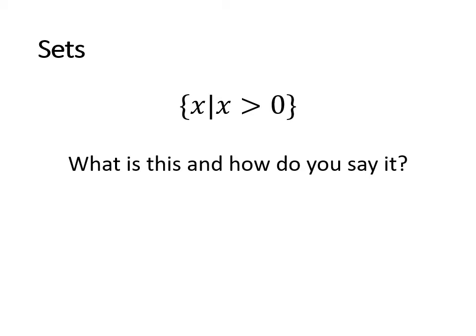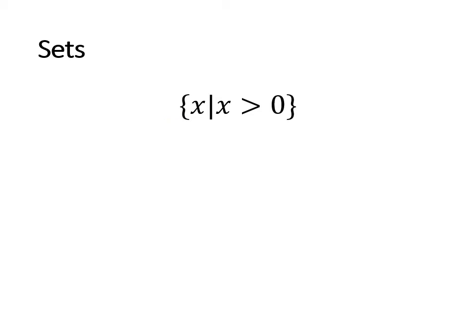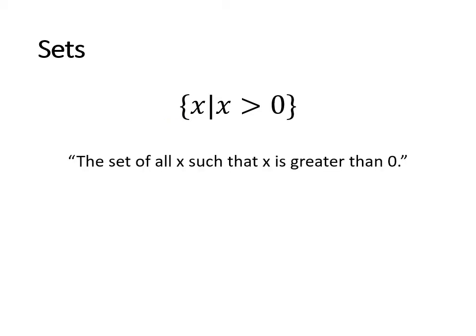This is not necessarily something that everybody knows right away, but it is useful, and it represents a way that we can define certain ranges of numbers, basically certain types of numbers or numbers that meet certain criteria or are part of a certain set. The way we say this is that it's the set of all x such that x is greater than 0, right? And you can't really write this in another way.